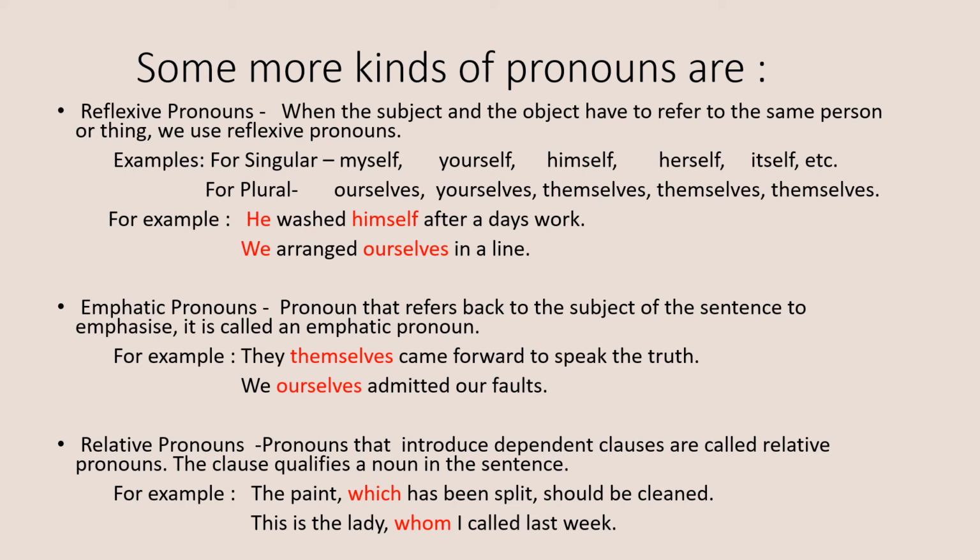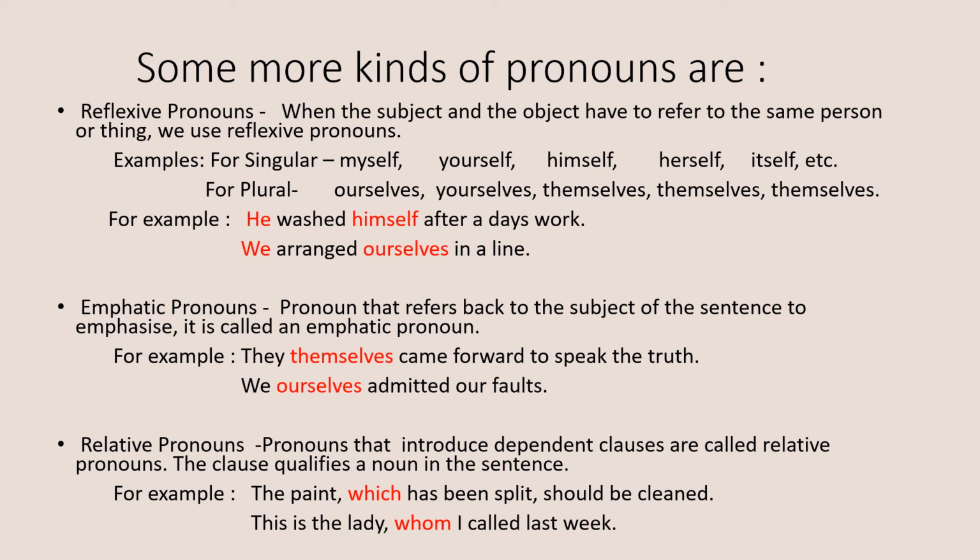For example, the paint which has been spilt should be cleaned. This is the lady whom I called last week. Which and whom are what I give. With that which, another sentence joins the first sentence. So two sentences come there, it is a clause. Do you know, clause means what? Yes, subject plus verb is there in a sentence. So the combination of the sentences is known as relative pronouns, meaning they are related to each other.